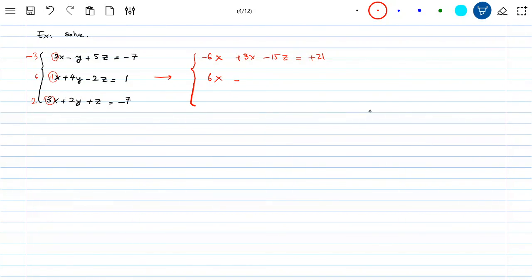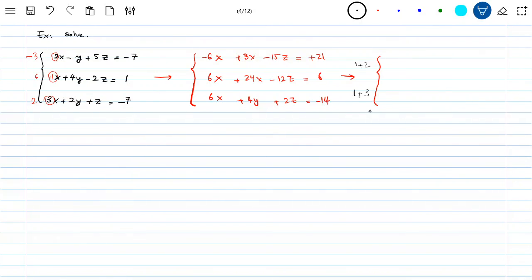6 times 1x would be 6x. 6 times 4, 24y. 6 times negative 2, negative 12z. And you would have 6x again, 4y plus 2z equals negative 14. Okay, the only difference that you would see is at this point. I'll add equations 1 and 2. By doing that, I can cancel out the x's. As well, I will add 1 and 3.